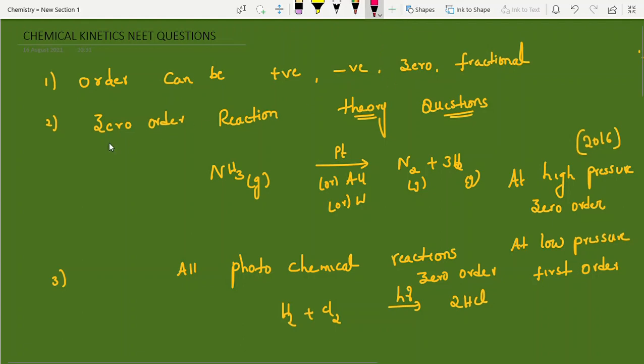Zero order reaction. See, first one, order. It can be positive, it can be negative, it can be zero, first order, second order, third order, like that. And fractional orders also, decomposition of acetaldehyde. These are all examples of fractional order. And zero order also we have. That means the rate is directly proportional to the concentration of the reactants raised to the power 0. First order means raised to the power 1, second order means 2, like that.